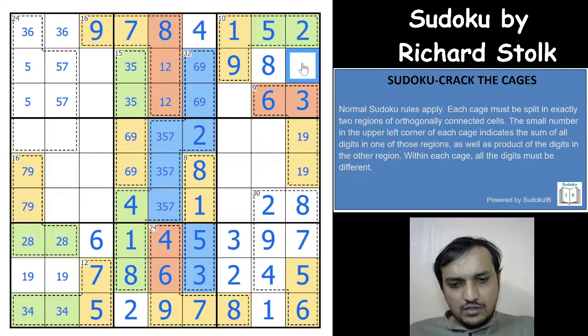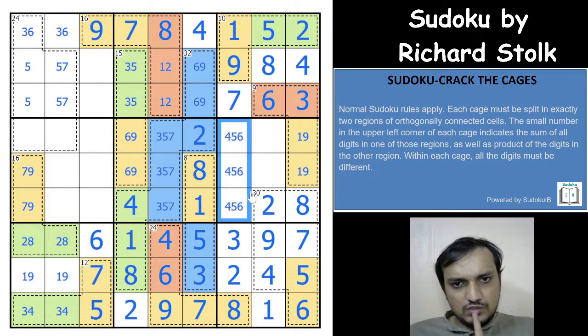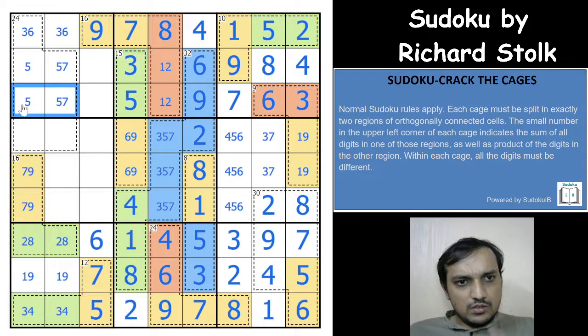4 and 7, right? 4 and 7 here. 4 5 and 6, 3 and 7, right? Okay, thus 9 gives you a 6 and 9 here. This gives you 5 and 3 here. That eliminates 5 from these 2 cells.